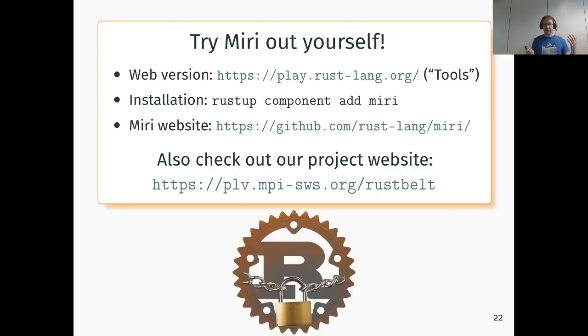If you want to play around with this a bit more, Miri is integrated into the Rust playground, so you can just go to that website, type some Rust code, and in the tools menu you can execute it in Miri. Miri is also part of the official Rust nightly distribution. You can just install it with this command and run it on your test suite. And you can find more information on the Miri website, of course.